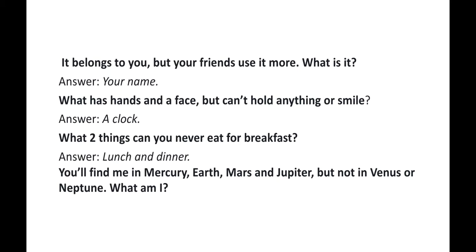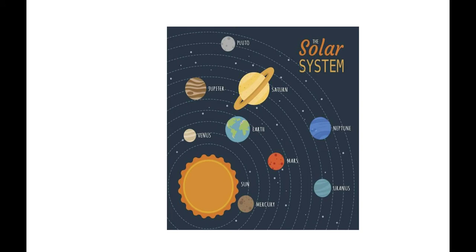You will find me in Mercury, Earth, Mars and Jupiter, but not in Venus or Neptune. What am I? Note, children. Who am I? I am the letter R. So R is in Earth, Mars and Jupiter, but not in Venus and Neptune. Is it so, children? You can see the letter R in Earth, Mercury, Mars, but not in Neptune and Venus.